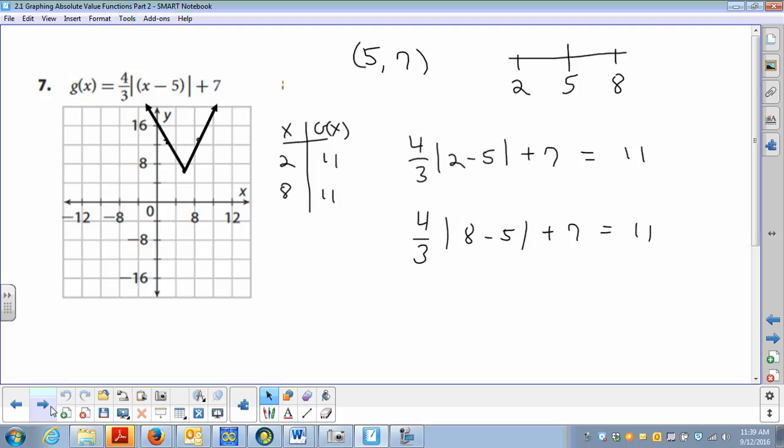Okay, and my last step here is to find the domain and the range. The domain, or the x values, is everything to the left and everything to the right. So as I go as far as infinity, it's infinite because it's going to keep going to the left. And as I go to the right, it keeps going to the right. So my domain is going to be negative infinity to positive infinity.